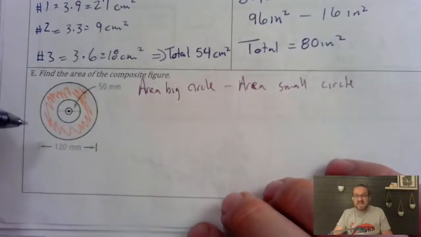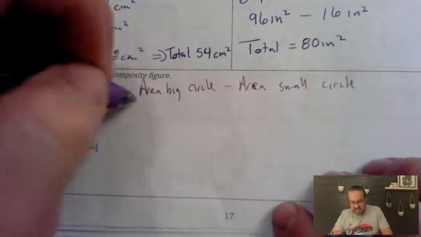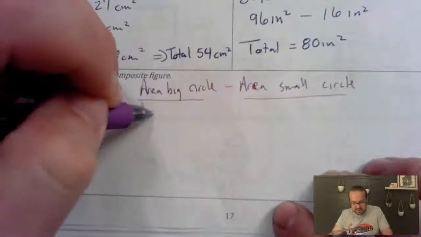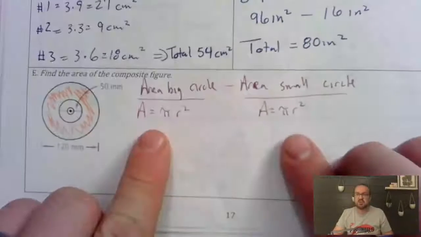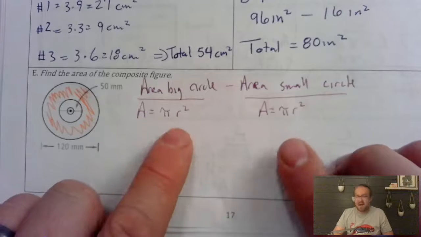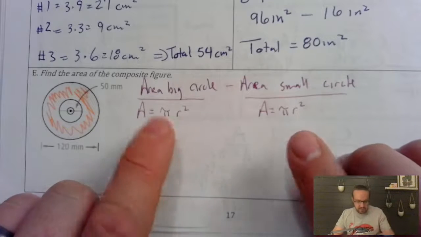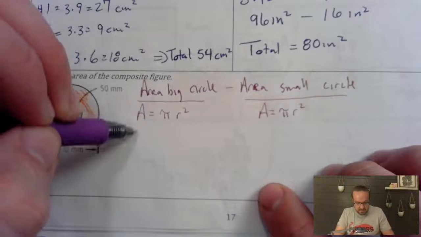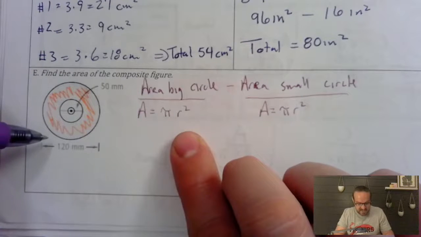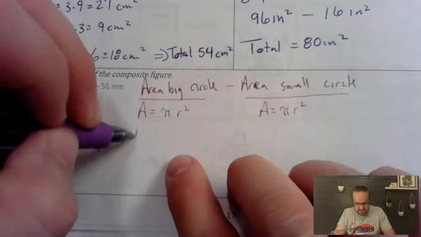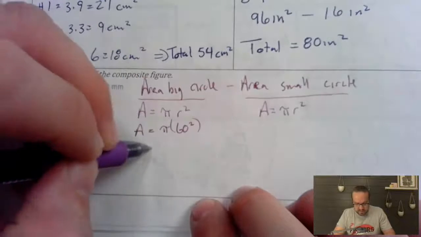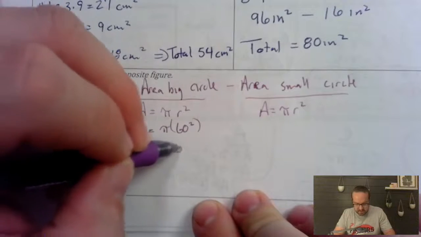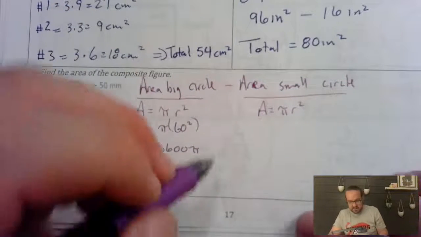Again, we have to be reminded the area is just pi times r squared. So area equals pi times r squared. I'm going to leave it in exact terms of pi, so I'm not going to multiply this at least yet by 3.14. So here we go. For the big circle, it looks like the radius is only 60 millimeters, right? The whole thing is 120. So pi times 60 squared, or area equals 3,600 pi. Alright, so that's my area for my bigger one.